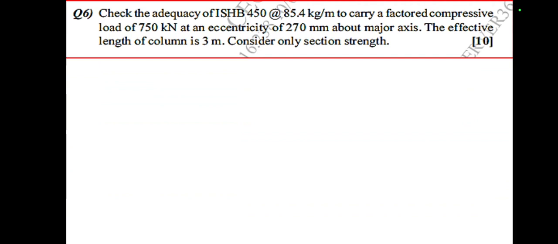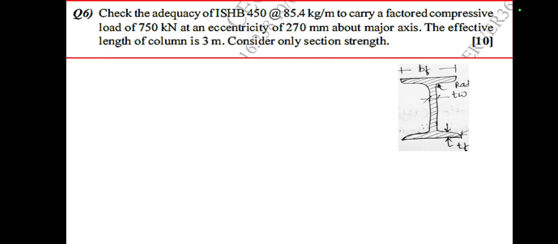In today's lecture, we will be studying a numerical on design of column. The following is the statement of the numerical. Check the adequacy of ISHB 450 at 85.4 kg per meter to carry a factored compressive load of 750 kilonewton at an eccentricity of 270 mm about the major axis. The effective length of the column is 3 meter. Consider only the section strength.